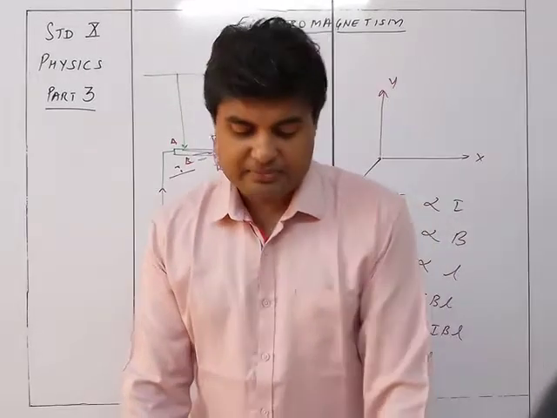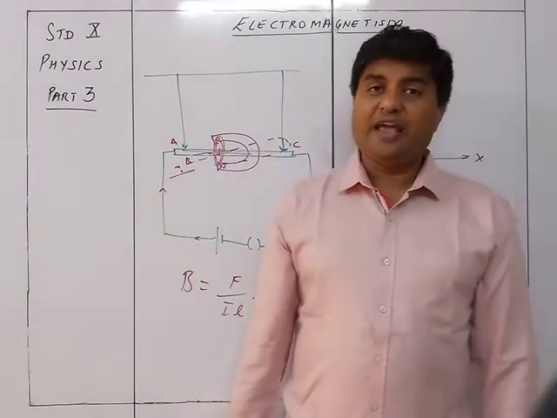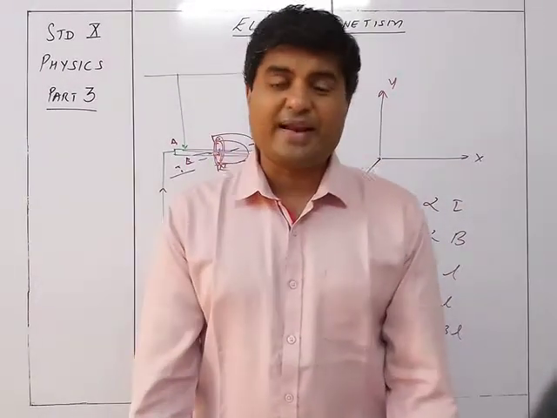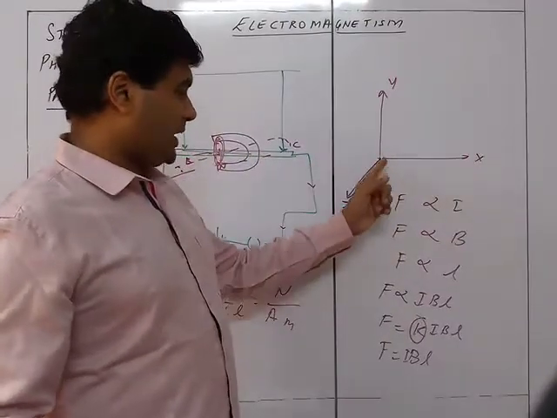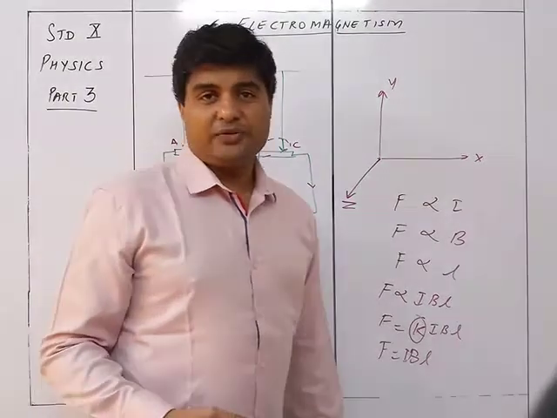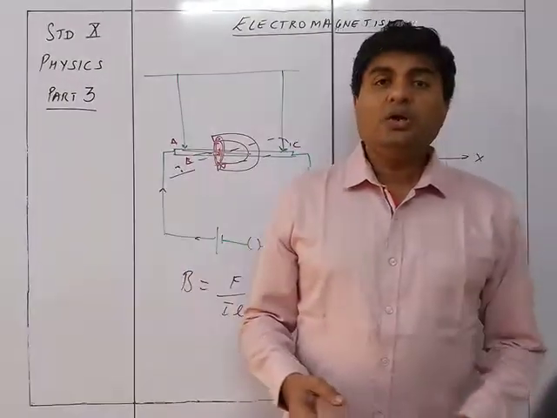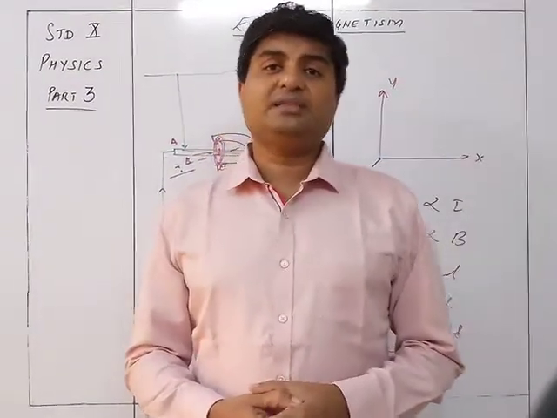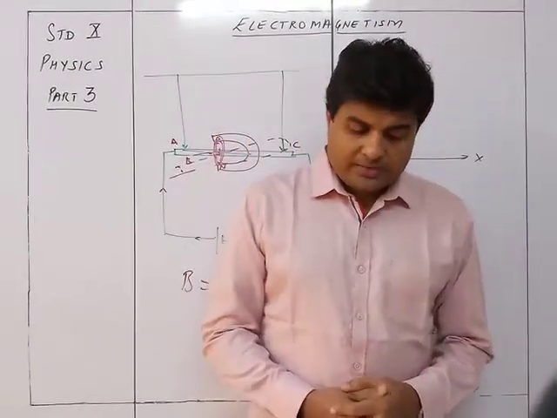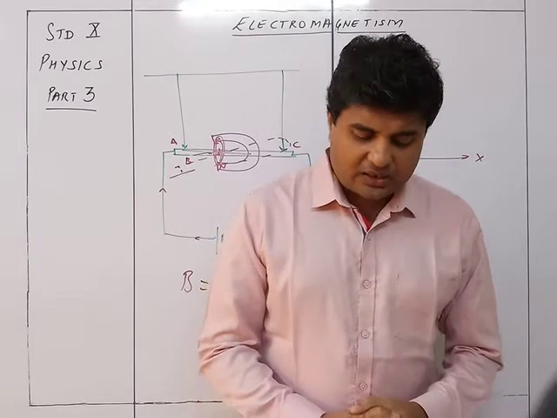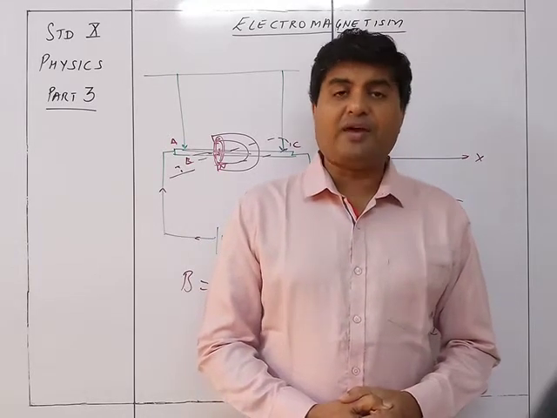We now see something very important, and that is called Fleming's left hand rule for the direction of the force. So now I told you over here that this is the x-axis, this is the y-axis. I need to see what will be the direction of the force. So for this, what we have is Fleming's left hand rule. The direction of the force on a current carrying conductor placed in the magnetic field is obtained by Fleming's left hand rule.